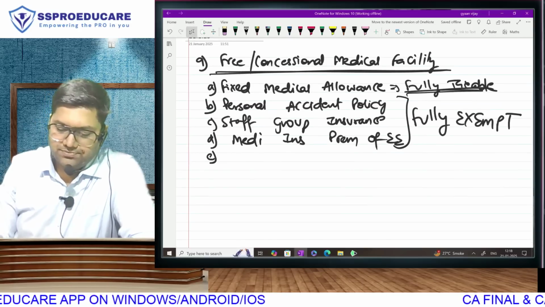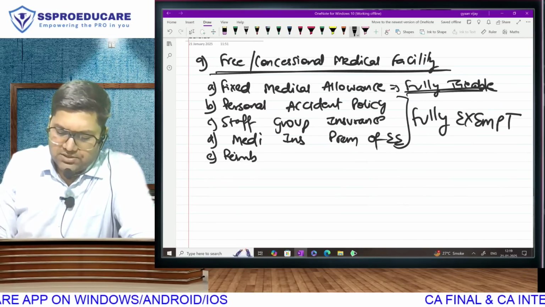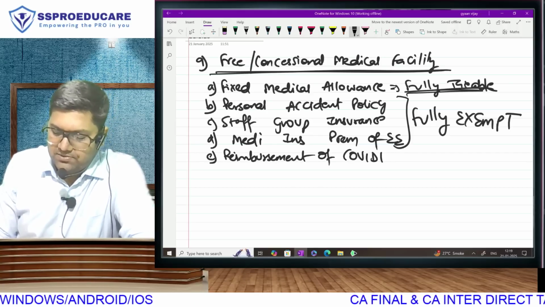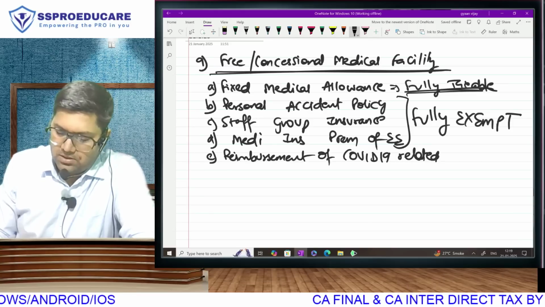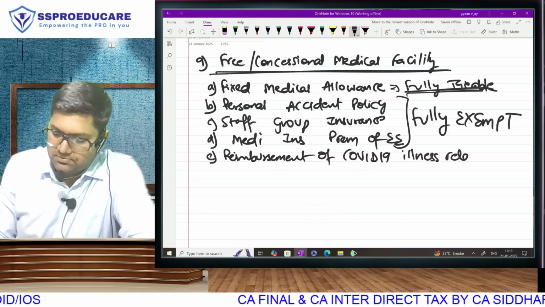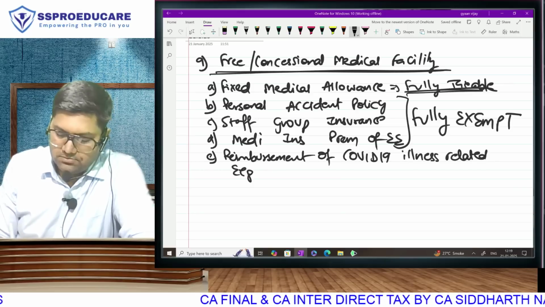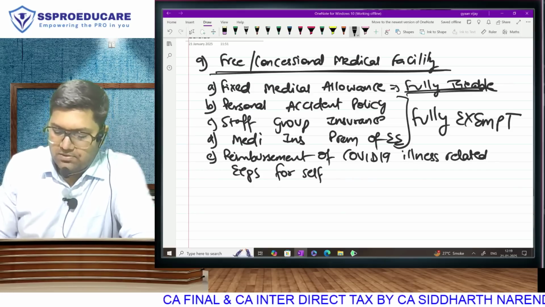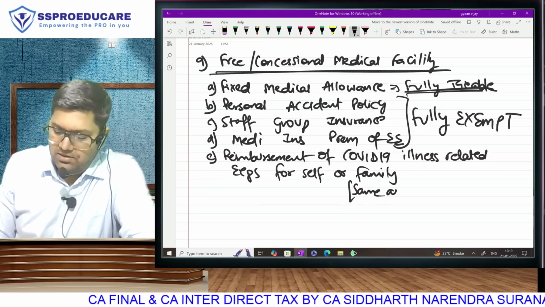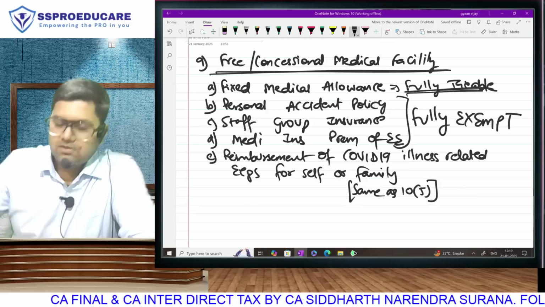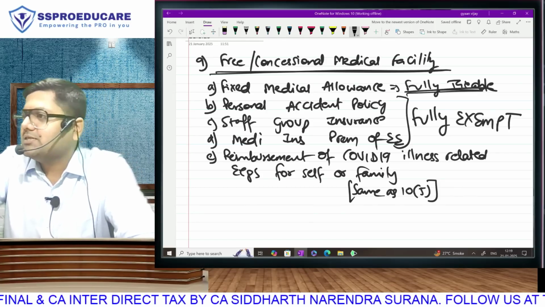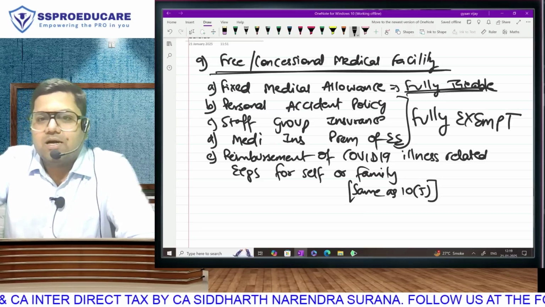Last. Any kind of reimbursement of COVID-19 related expense. Reimbursement of COVID-19 illness related expense for self or family. Family here will be same as 10-5, same as spouse. Same as 10-5 means spouse and children, always parents and siblings if dependent, and children, the whole Akash student.